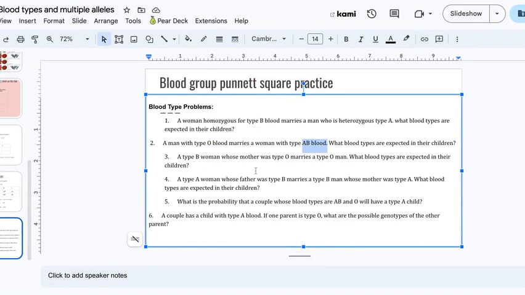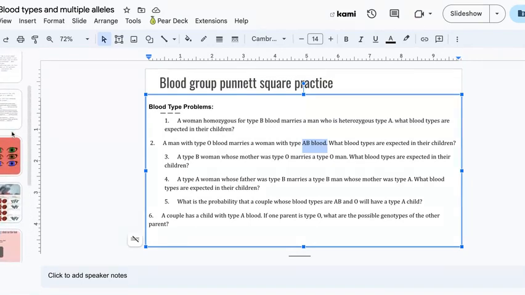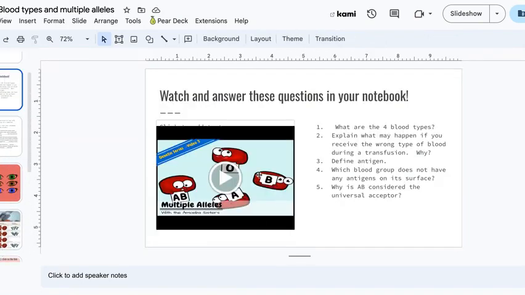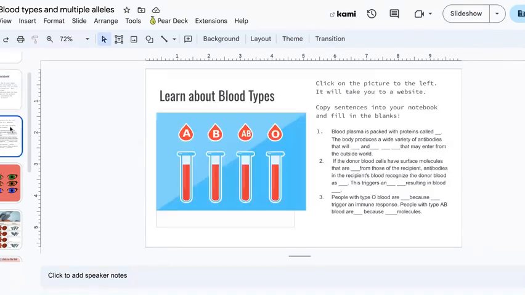So you're going to work these out in your notebook. I also have binder paper at the front of the classroom if you need it. You're going to then take a picture of your Punnett squares, so all 6 of these, as well as your video questions for the Amoeba Sisters that you did earlier, and the answers to these blood type questions. So please get all that done in class today. This is independent classwork. Thank you guys. I'll see you tomorrow.